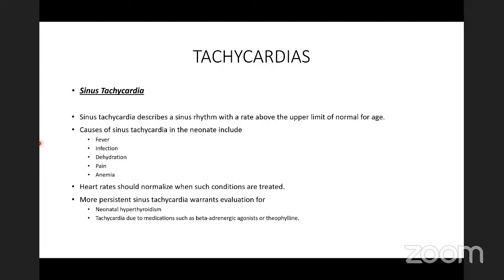So in the sinus tachycardia, usually heart rates normalize when you treat the underlying condition that is causing them. So you should look for those causes, treat them before treating the tachycardia. And for more persistent sinus tachycardia, if someone does not have any valid reason to be tachycardic, and he continues to have sinus tachycardia, then we should look for neonatal hyperthyroidism and other causes like medications like beta-adrenergic agonist or theophylline. So you have to look for that.